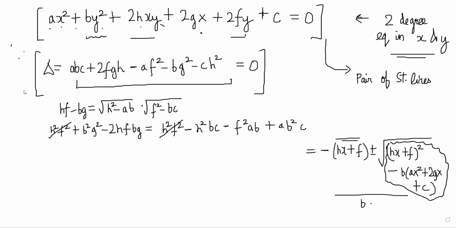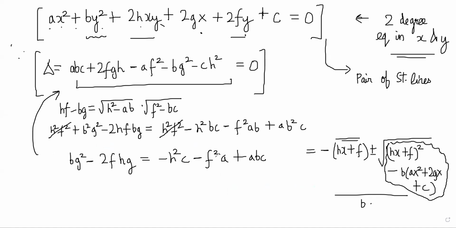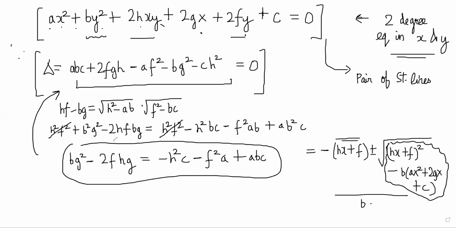Getting bg square minus 2h, fg is equal to minus h square c minus f square a plus abc. If you bring this to one side, you get this condition: abc plus 2fgh minus this is equal to 0. Basically, this is the condition for the square root to be a perfect square.